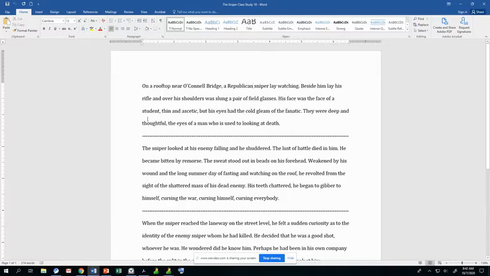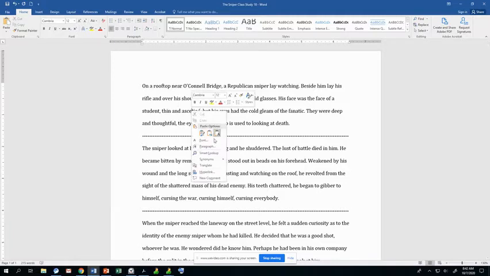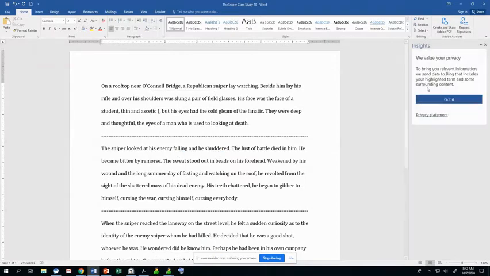"His face was the face of a student, thin and ascetic." Okay, this is a word that is unusual. I don't see it a lot. I kind of have an idea of what it means, but I'm not 100% sure. So this is when we want to look up what this word means. You might be able to do a right click and look up a definition.